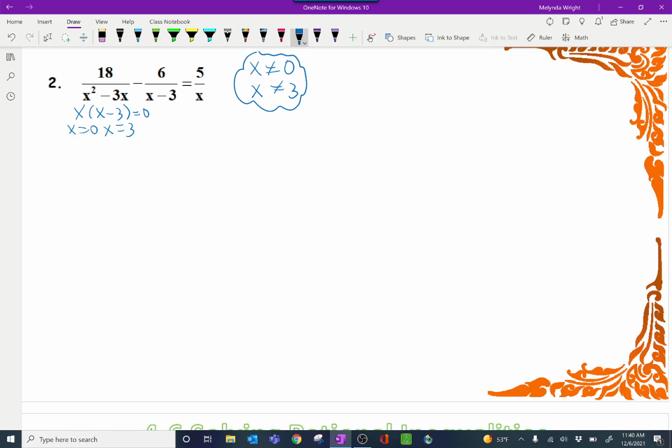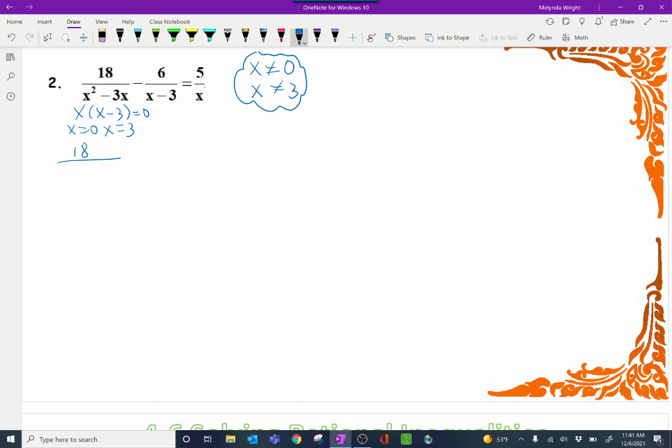This gives us the same zeros: x minus 3 gives us a 3, and x, so we're good. Those are all of our issues. Okay, that's step 1. Step 2, we want to find a common denominator. Hopefully we can see that x squared minus 3x is the common denominator. It has the x embedded in it and the x minus 3.